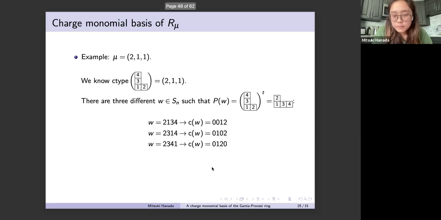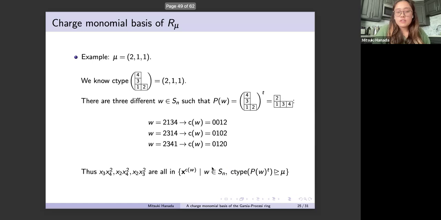So similarly, we can do the same sort of construction for each of the other two permutations. And then I just smack those charge words into our exponents. So 0, 0, 1, 2 corresponds to the monomial x1^0 x2^0 x3 x4^2. So just figuring out the permutations that satisfy the correct condition on insertion tableau is all you need to do. Once you do that, you just do this quick algorithm to figure out the charge word, and then you can construct the monomials.